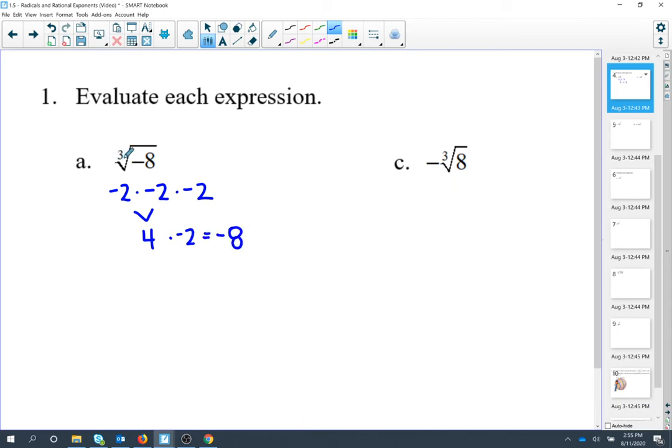So I had to find 3 of the exact same things that multiply to get to -8. Well, that was -2. So the answer to this is -2.